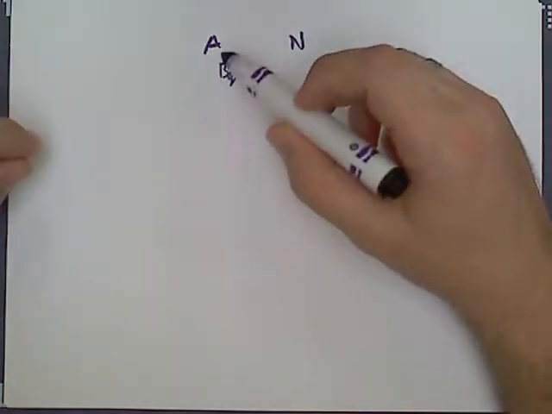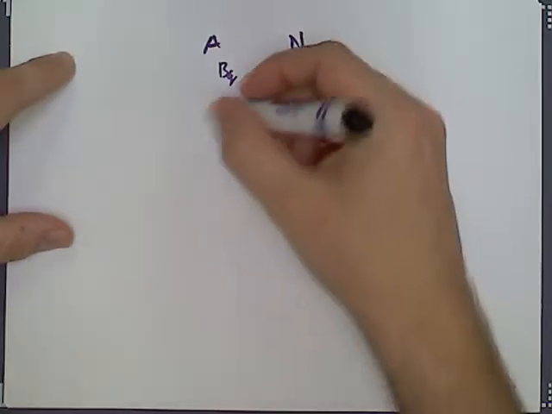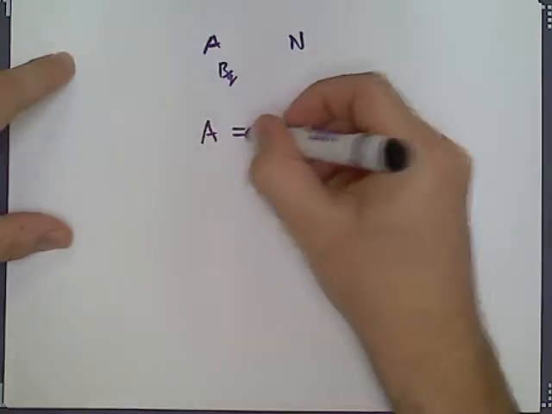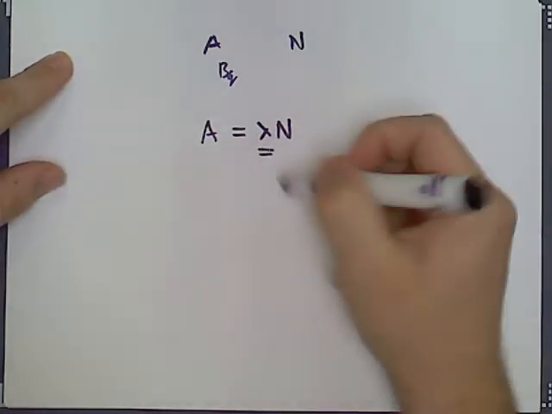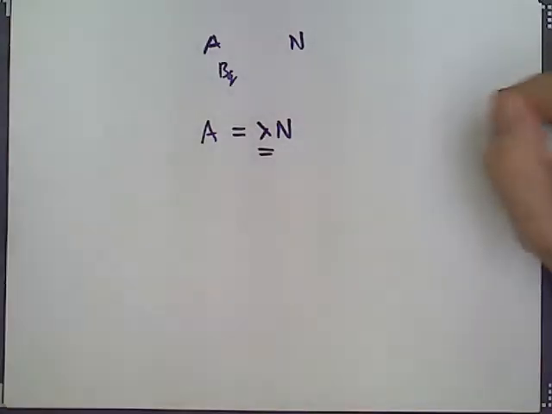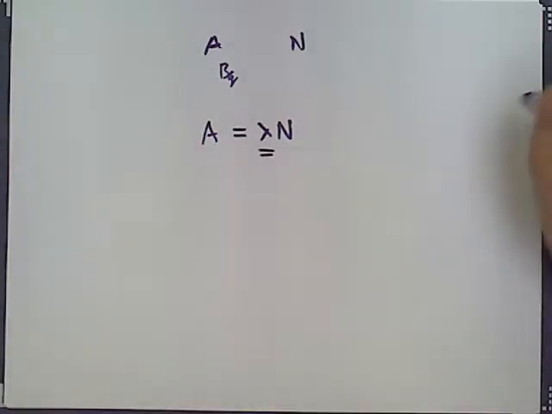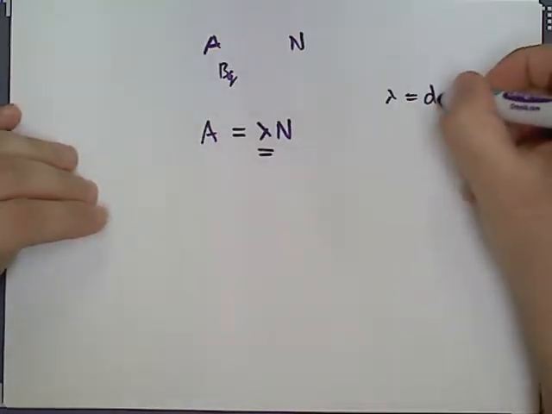There is a link between these two values, and it's an equation that looks like this: A is equal to lambda N. Now, this is not the wavelength, okay? A lot of people will look at this and go, oh, lambda, I know what that is, that's the wavelength. Unfortunately, that is not the case. Lambda, in this case, is what we call the decay constant.